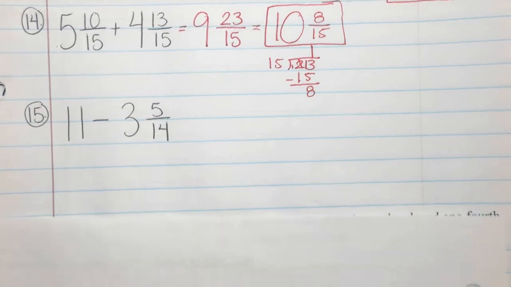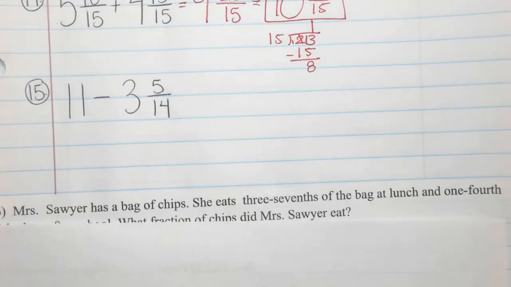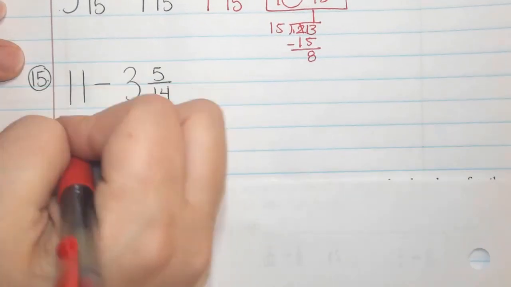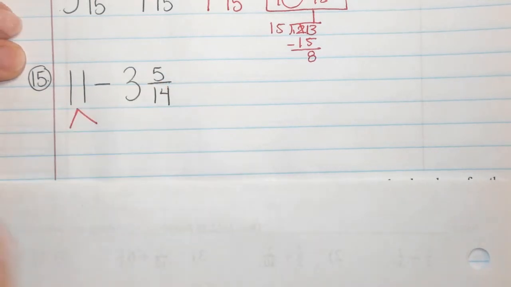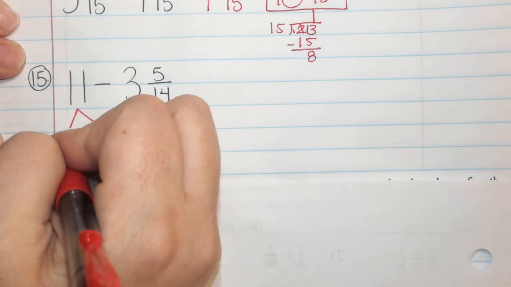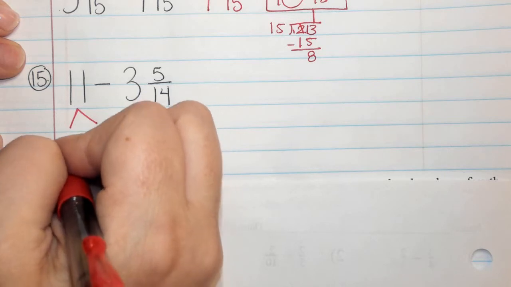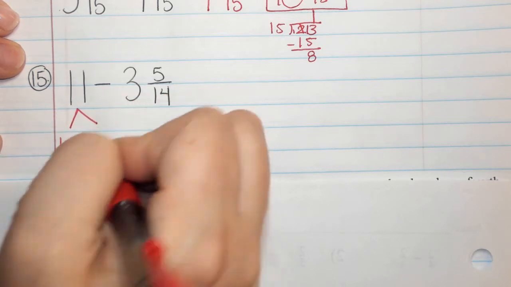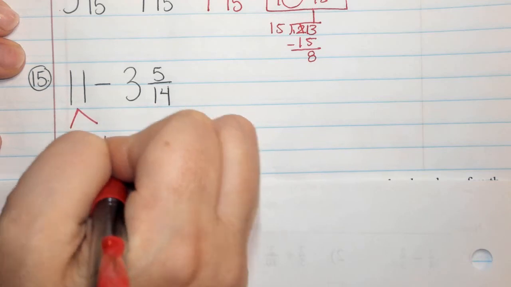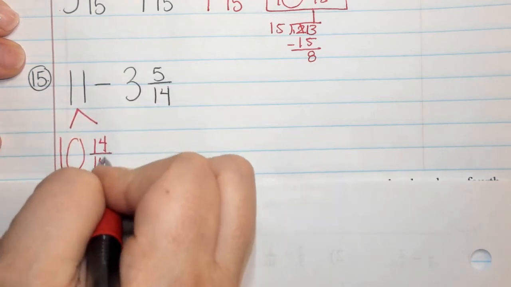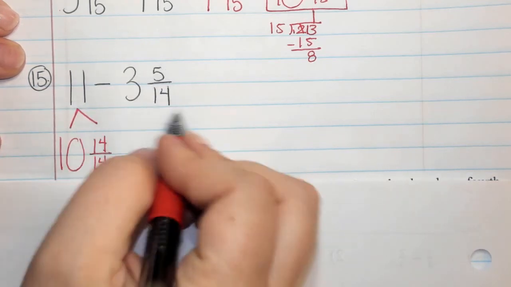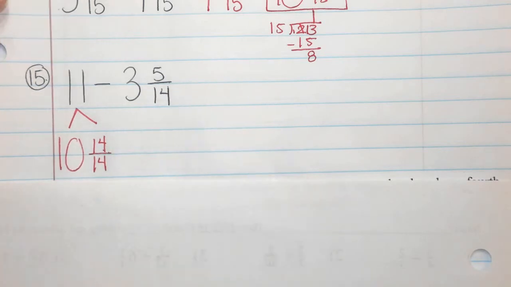All right, I want to get number 15 set up. I'm going to give you a second to work it out. How am I going to split up 11? Someone help me out. How would I split up 11? Juanita. What is it going to turn into? Jackson. Ten, because we took one away from 11. 14 over 14, because 14's in that bottom. I want them to match, so I just made a matching fraction.